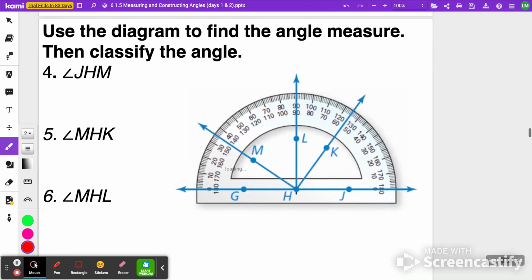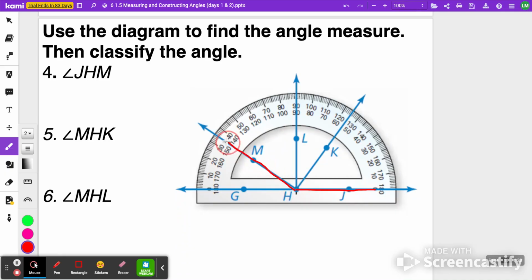All right, each one of these is an angle, and we're going to try to find the measurement of them. If you have a highlighter or a different colored marker, this may be helpful to highlight them different colors. I'm going to do that on my screen so you can hopefully see it a little bit better. We're going to start with JHM. So here's J to H and then to M.